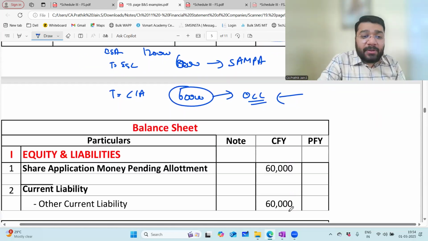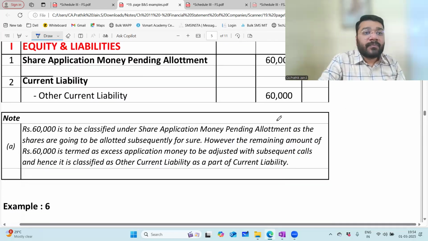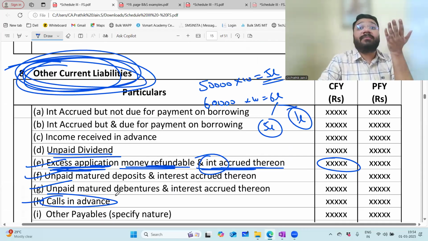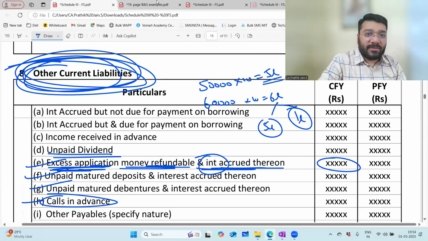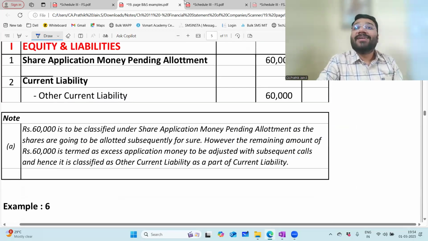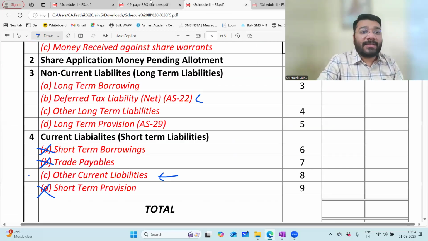So where in the other current liability will you disclose it? Under calls in advance, not arrears, madam. Calls in advance, okay. I heard it as arrears. Okay, no problem. It is calls in advance.